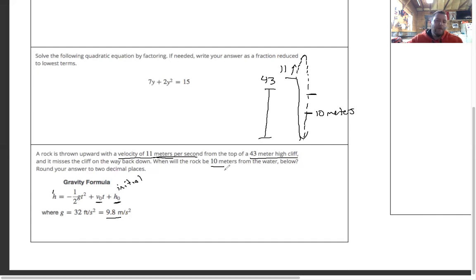They give you the formula, and you've got to plug it in. It says when will the rock be 10 meters high? When is a question about time, so you'll plug 10 in for H. So 10 equals negative 1/2 times gravity, which is 9.8. Notice it's 9.8 because we're in meters.